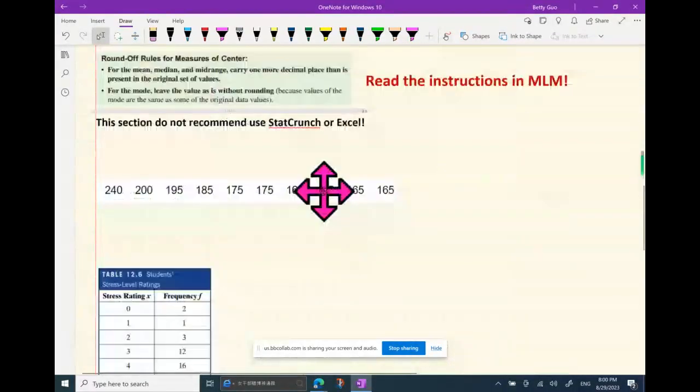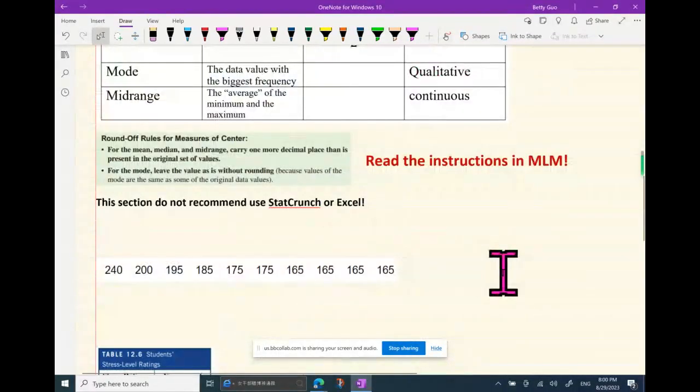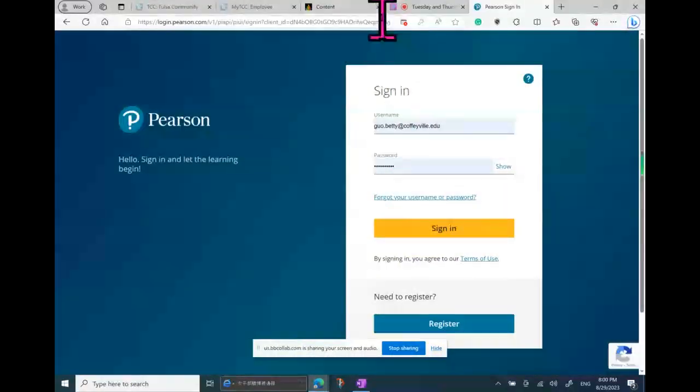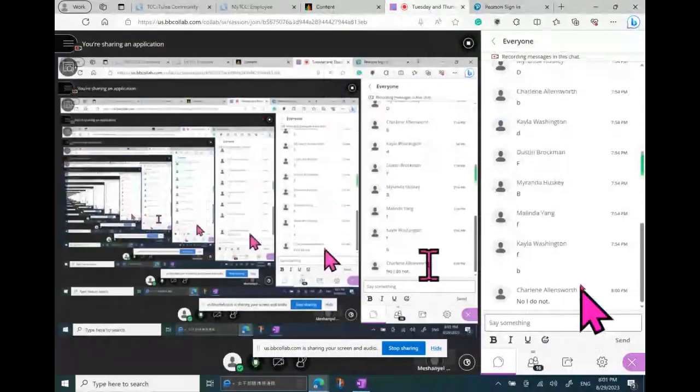Okay, let's see an example here. Do you guys have a calculator? The first example, the sample has 1, 2, 3, 4, 5, 6, 7, 8, 9, 10 values. So we say the sample size is 10. How do we find the mean?